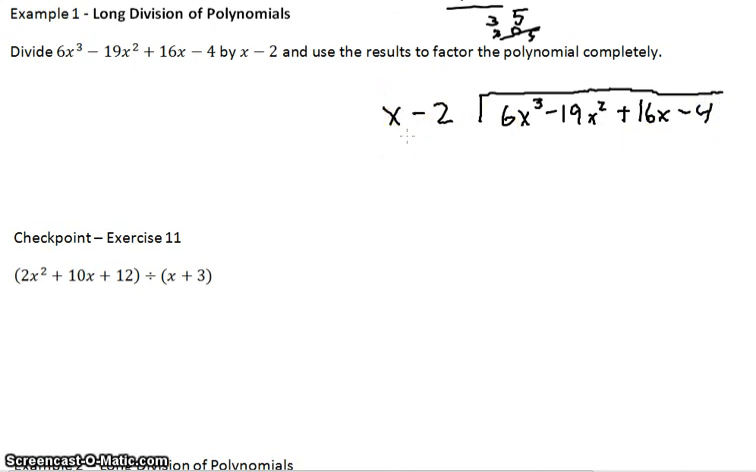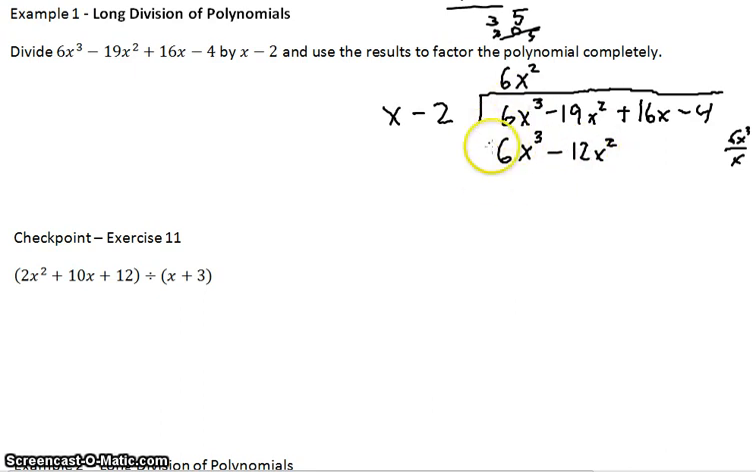So when you first do this, what you have to ask yourself is, how many times does your lead term divide into the lead term that you're dividing into? So I'm dividing x into 6x cubed. How many times does that divide evenly? Well, that divides in evenly 6x squared times. Then you take this expression and multiply it to see how many groups you have. You get 6x cubed minus 12x squared.